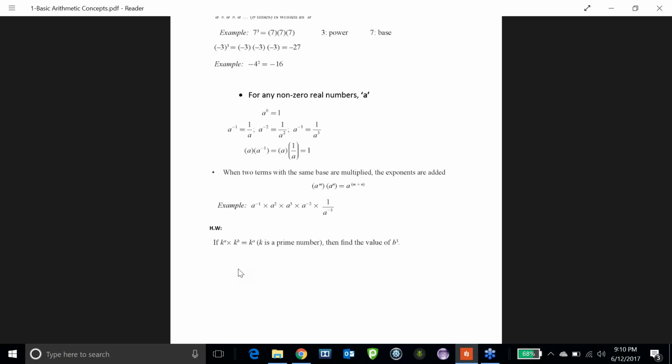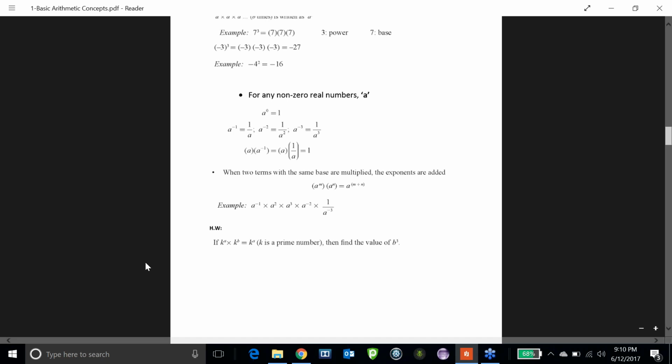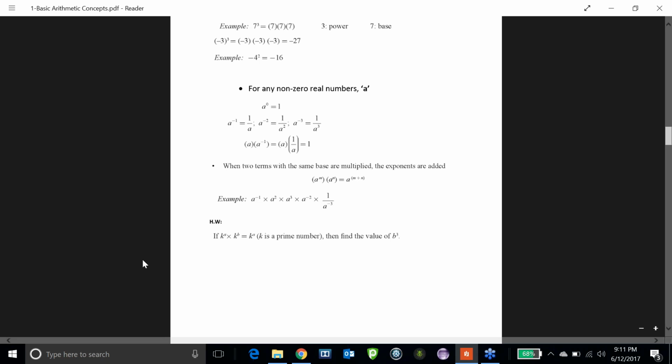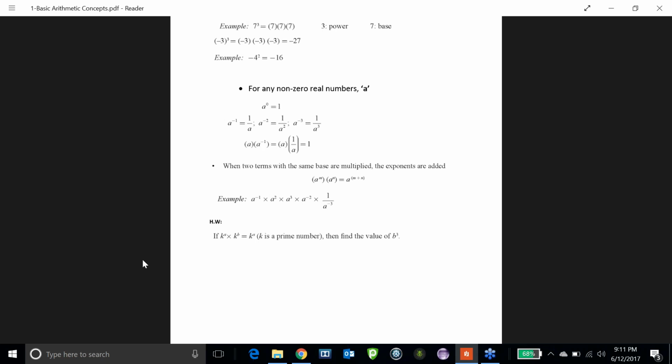So what is B cube? 0 into 0 into 0, which is nothing but 0. So the value of B cube is equal to 0. I hope you guys understood what is base, what is power, and how you are using the formula of a to the power of m into a to the power of n is equal to a to the power of m plus n. These are a few basic concepts you need to have.